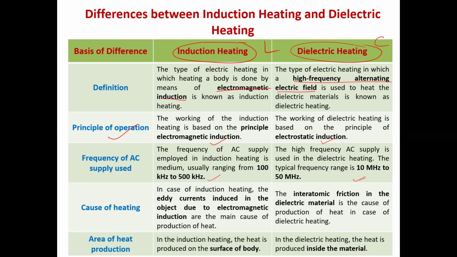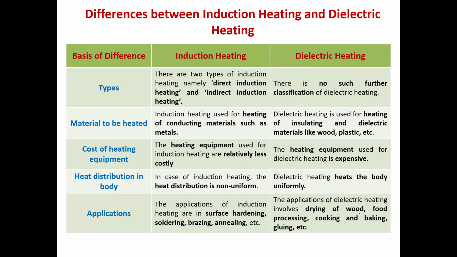Cause of heating here is eddy currents induced in the object due to electromagnetic induction. Whereas this one, interatomic friction. Area of heat production, surface of the body. Don't forget the thing. This one will have surface of the body. Whereas this one, inside the material. Two parallel plates now, inside the part. We can have this one. Types here is direct and indirect. Whereas this one, no further classification wise. This one only direct and indirect.